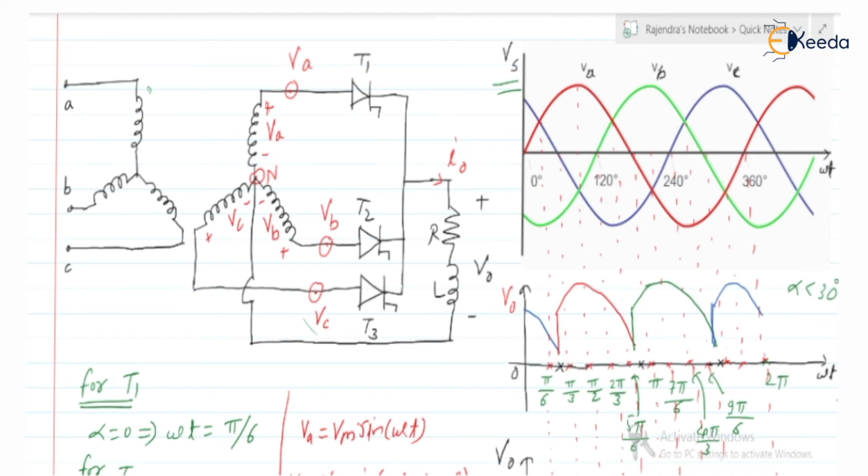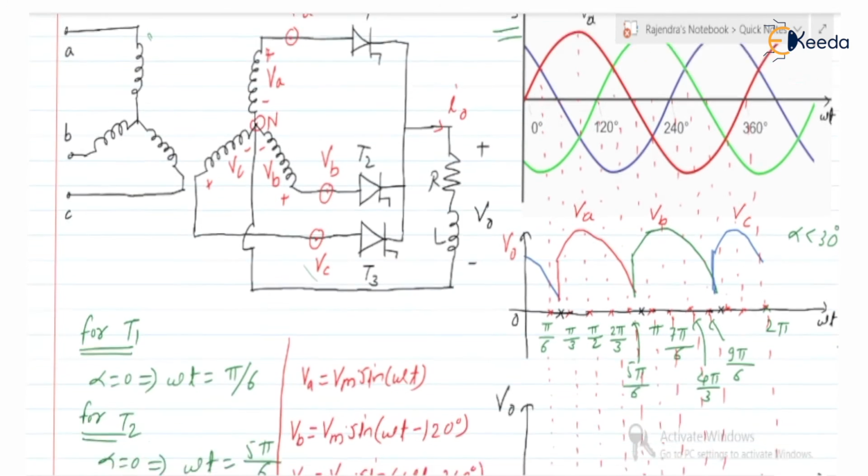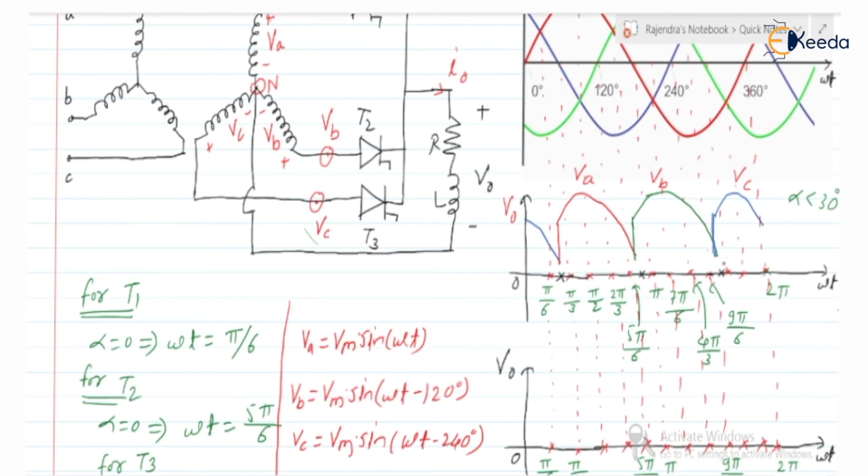So in the output we have the Va pulse, next the Vb pulse, and then the Vc pulse. Here it is the Vb pulse, and here it is the Vc pulse. Again, this is continuous conduction only, because V0 is non-zero for all the time.